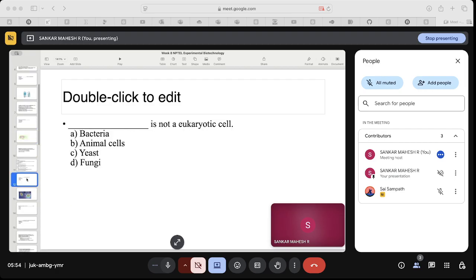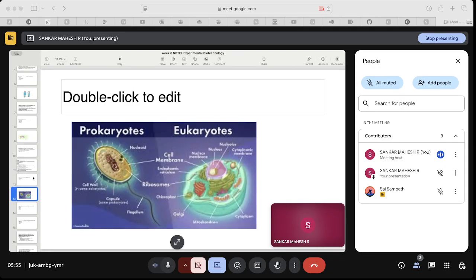Fine. The next question is, dash is not a eukaryotic cell. Bacteria, animal cells, yeast, fungi. Bacteria. Yeah, this is pretty straightforward. The major difference is the presence of a nucleus. You also have some more differences, for example, the presence of multiple other organelles and embedding of ribosomes to your Golgi network. Whereas here it's all just distributed and the organelles are not very well defined, like they are in eukaryotes.